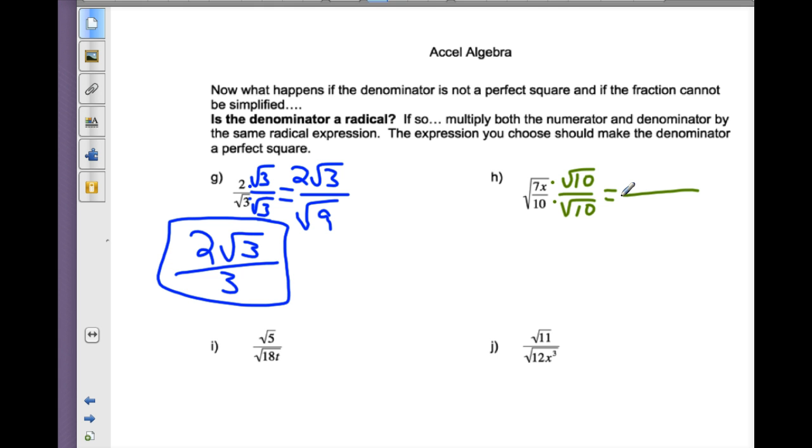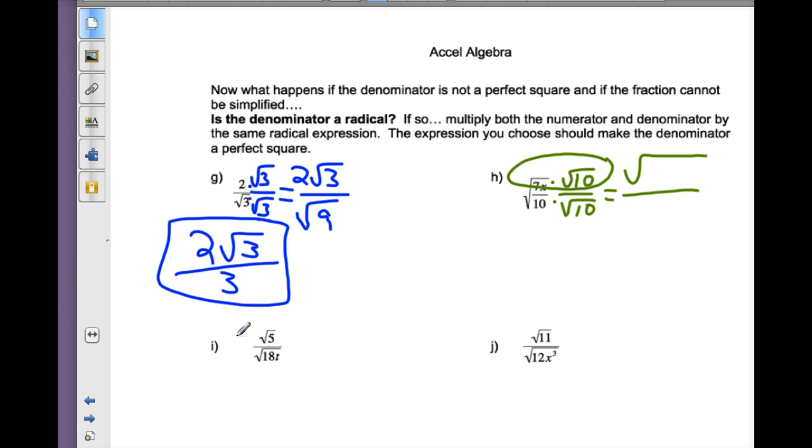Radical 7 over radical 10... Radical 7x, times radical 70x? No, radical 70x. Is that what you said? You told us not to. Where did I say not to multiply? Oh, they're both in radicals. They're both radicals. You're confused. Guys, that was not a radical, but that 7x is radical 7x.